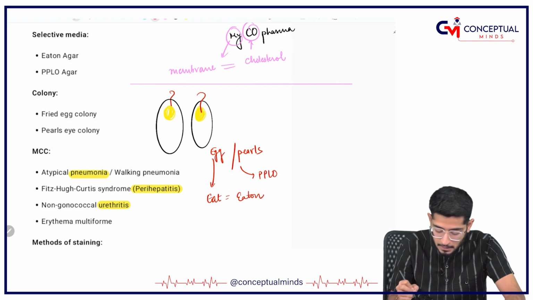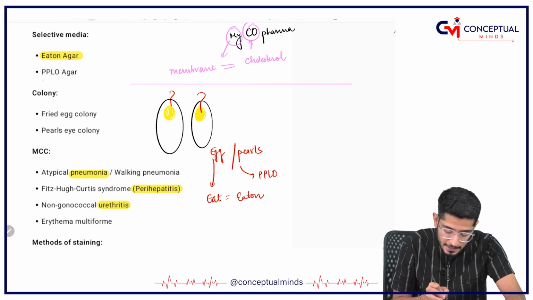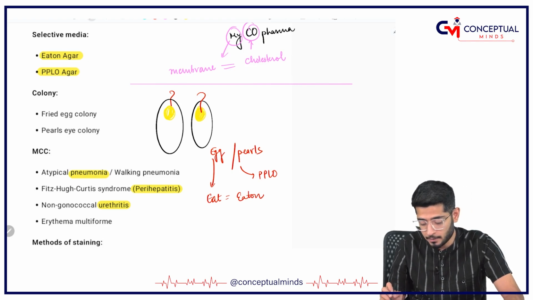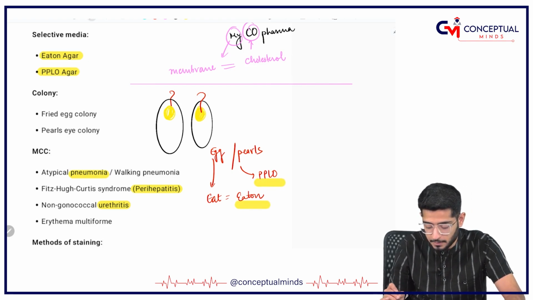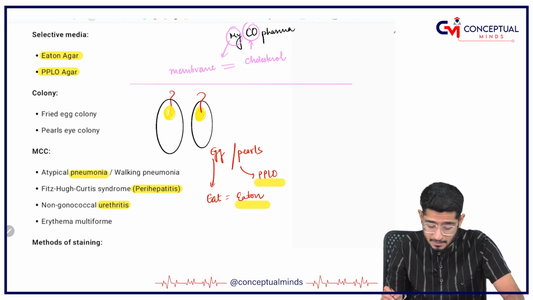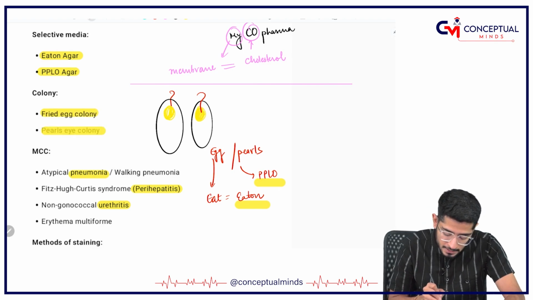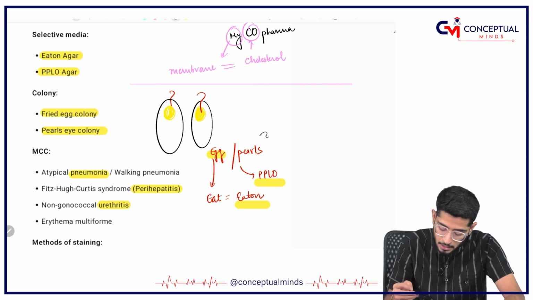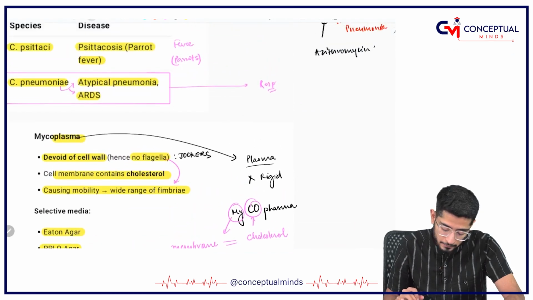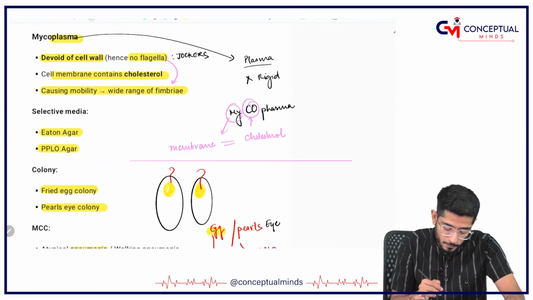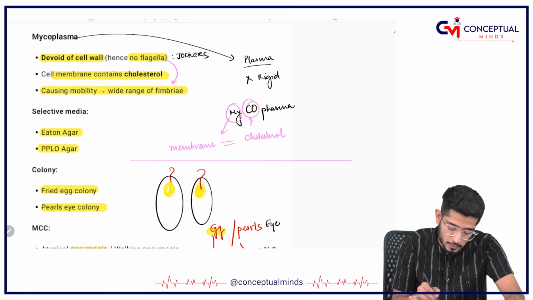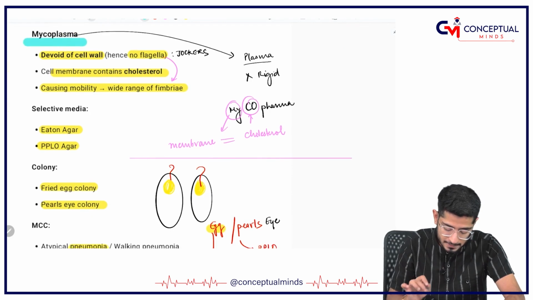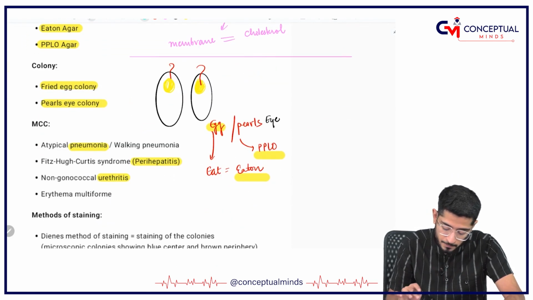Now what does this mean? It means that Eaton agar and PPLO agar are the names of agars, and fried egg colonies and pearl eye colonies are the colonies which are formed in the mycoplasma. Fried egg colonies, easy to remember. Clear? Easy to remember? Yes.